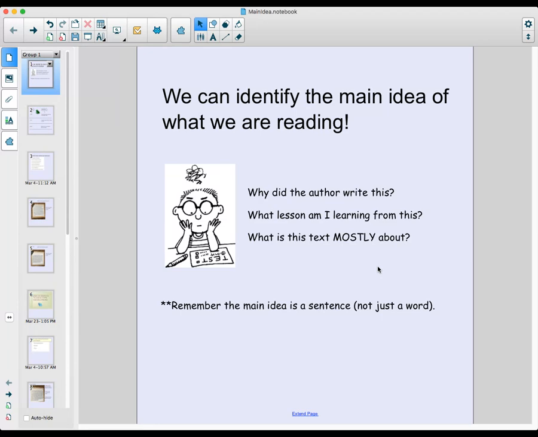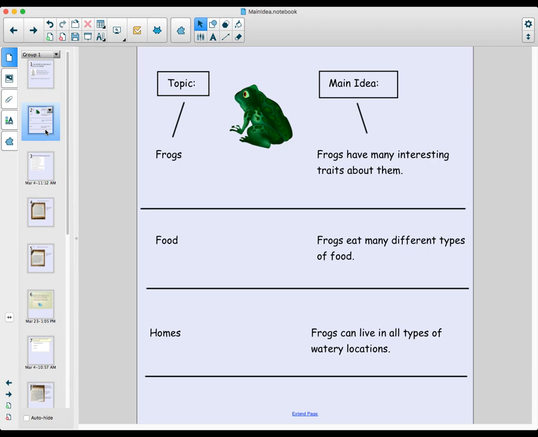But remember, the main idea is a sentence or an idea, not just one word. It's different than a topic. So to review that, I've made a little list about our friend the frog here. If I was just going to say the topic of what I'm reading about, I might say I read about frogs. But if I want to talk about a main idea, I would have to have a full sentence or a complete thought about that. So I might say something like, frogs have many interesting traits about them. That might be what I was reading about.